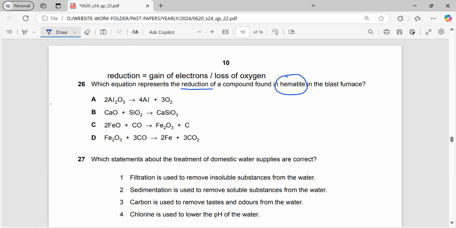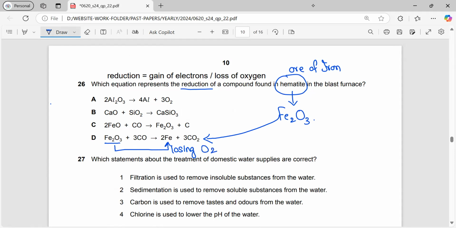What is present in hematite? Hematite is the ore of iron. So the compound which is present in hematite is Fe2O3. And equation D can be a reduction equation because here the iron oxide is becoming iron. It's losing its oxygen. So that means it's reduction. Iron oxide is turning into iron. It has lost its oxygen to carbon monoxide. So this is a reduction reaction.